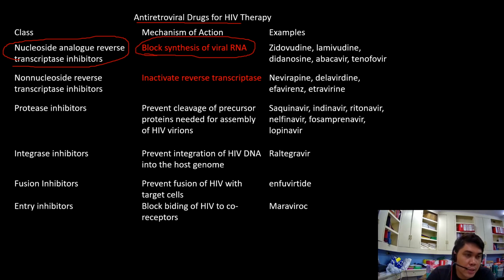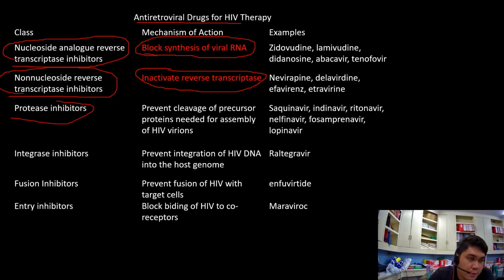Next is non-nucleoside reverse transcriptase inhibitors. It inactivates reverse transcriptase, the enzyme that is responsible for the transcription of DNA to RNA to DNA. The next is protease inhibitors. So it prevents the cleavage of precursor proteins needed for assembly of HIV virions.